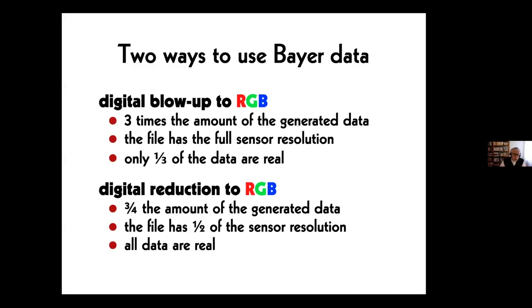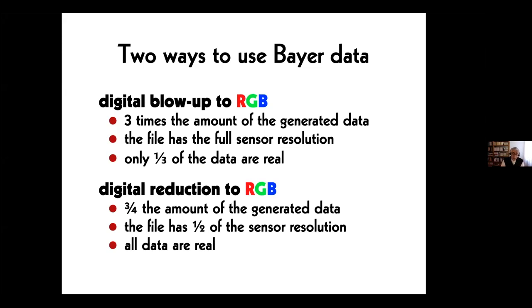In conclusion, there are at least two ways to use the raw data generated by a Bayer sensor. The classic approach ends up with three times bigger files, but a 4K sensor gives a 4K file. In fact, only 1/3 of the data in the file comes from the sensor, while 2/3 are added by calculations. In summary, this gives a much bigger file without any higher quality.